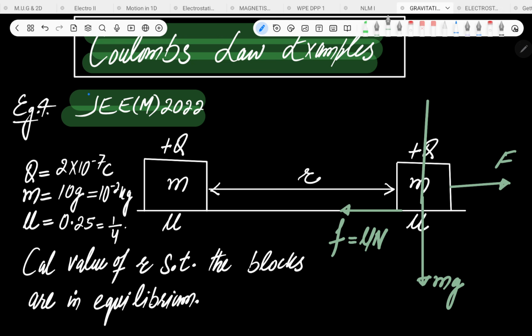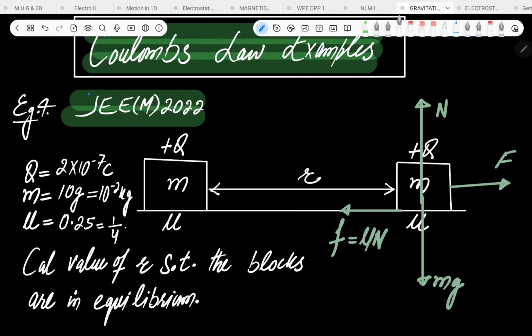Okay, it is called the normal reaction. All right, this is the normal reaction. There's one more force, and that's the gravitational force between these two blocks. I am going to neglect that because that force is negligible, very, very small. So let's not bother about the gravitational force between these two blocks.